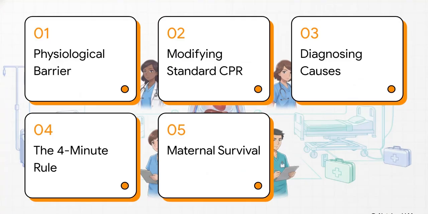Okay, let's take a quick look at our lesson plan for today. We're tracking the chronological flow of a real-world emergency response. We've got 1. The physiological barrier. 2. Modifying standard CPR. 3. Diagnosing causes with the BOCHCOF acronym. 4. The 4-minute rule. And 5. Prioritizing maternal survival. Let's get right into it.